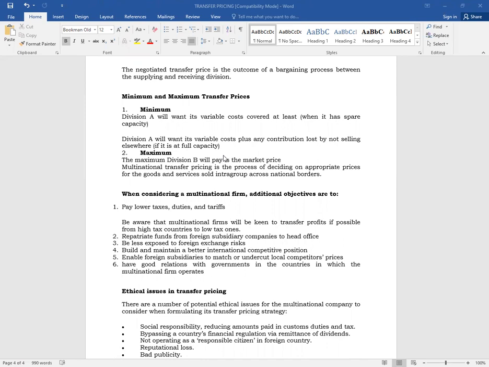So how to calculate the minimum is what very many students don't know. Maximum will be given to us. So then, ladies and gentlemen, what we shall do without much ado, we should be able to move straight away to questions now.